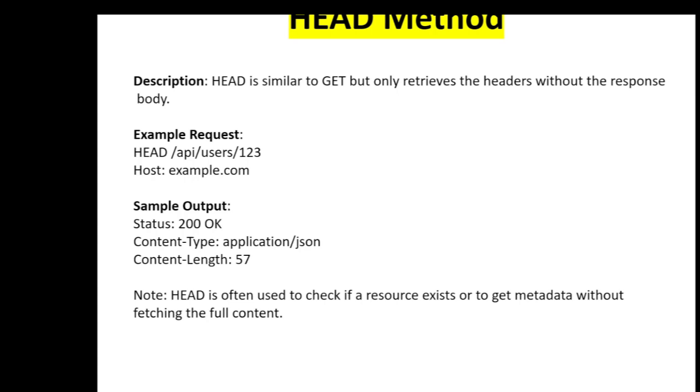Next we have head method. Head is like a get, but there is a difference between get and head. Head actually only retrieves the headers, not the body, not the content. It's useful for checking if a resource exists. For example, you can use head to verify whether an image file is present on the server without downloading the actual file. For example, you see in this request we are passing some ID and calling using the head method. So in response we are getting some metadata information only. So it's just confirming the resource exists on the server.